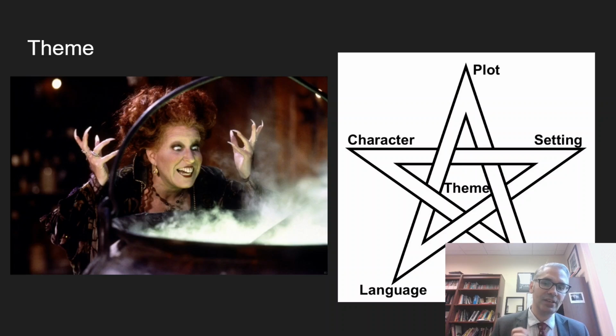Plot, character, setting, narration, language, they're all like the ingredients, the spices, the preparation methods, and they contribute to the theme of a story. So when you discuss theme, a savvy literary critic is always going to connect any sort of thematic analysis to formal descriptions, right? Any theme is going to be connected to analysis of character, or analysis of plot, or analysis of setting, or language and narration, point of view.